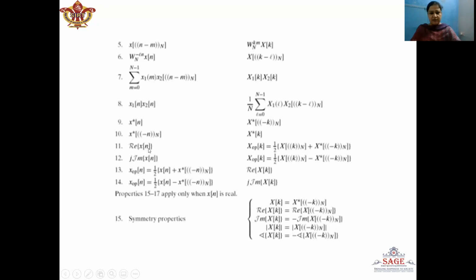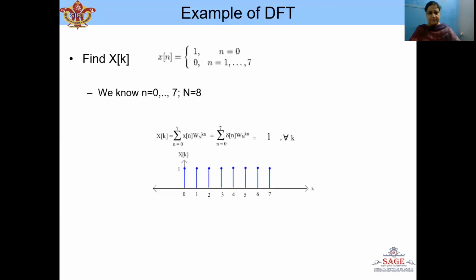Now here we have another property. If I want to find the DFT of the real part of x(n), it is represented by half of X(k) plus X conjugate of minus k. Similarly, if I want to find the DFT of j times the imaginary part of x(n), it is given by half of X(k) minus X conjugate of minus k. Similarly, other properties can also be seen on these slides.